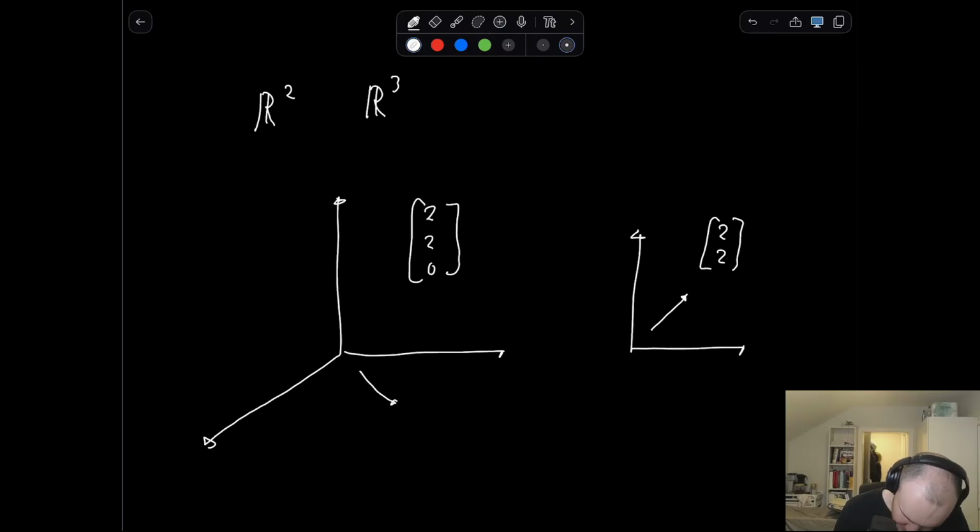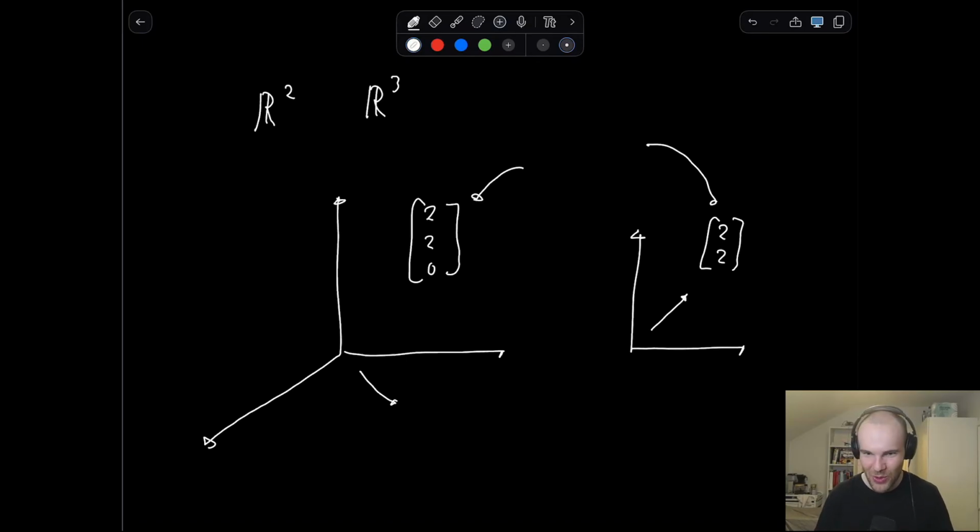Now, the one on the left here is a 3-dimensional vector. Even though it's 0 there, it's still a 3-dimensional vector. And this one is a 2-dimensional object. Of course, these are not the same thing, so it's not a subset. And since it's not a subset, it's not a subspace either, right?